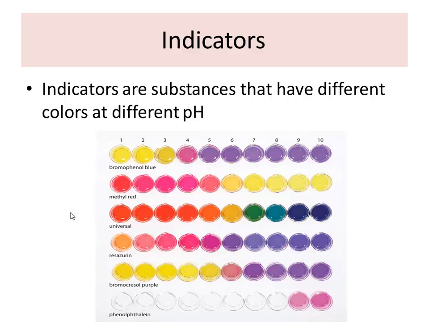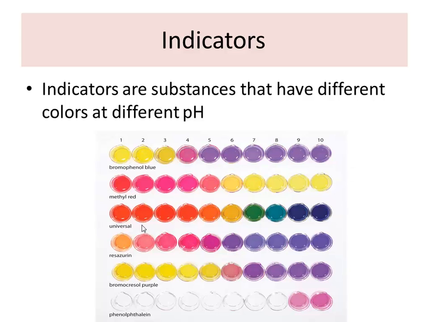Yes? What do the colors mean? Like, what does yellow mean? It depends on the indicator. So, if you're testing an unknown solution, like if you have a fish tank, or you're a lifeguard and you need to test the pH of the pool, you're going to use a different indicator based on what your need of the test is.